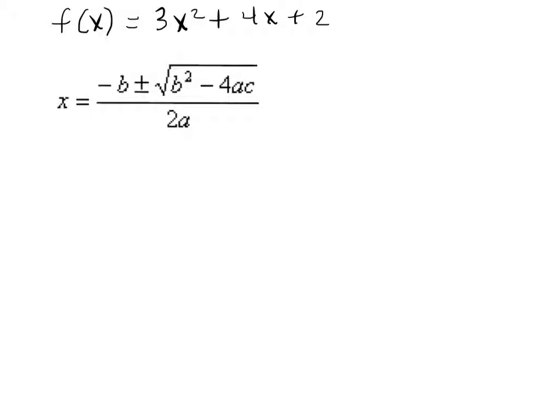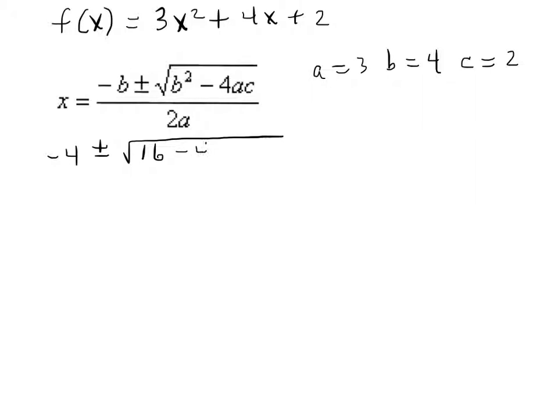Alright, our third example here is the function f of x equals 3x squared plus 4x plus 2. And so we're going to apply the quadratic formula again to solve this problem. Using the quadratic formula, I'm going to identify my a, b, and c again. So in this case, a is 3, b is 4, and c is 2. Subbing into the quadratic formula, this time I end up with negative 4 plus or minus the square root of 4 squared is 16, minus 4 times a is 3, times c is 2, and I'm going to divide that all by 2 times 3 on the bottom.